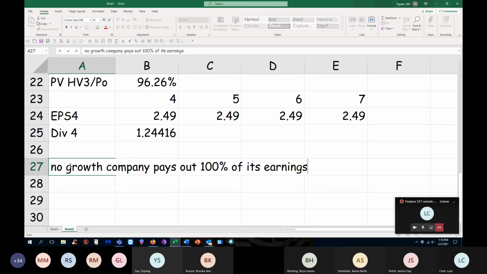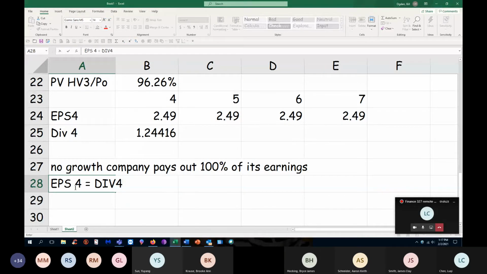Since you can't grow it, you give your shareholders an opportunity to find growth somewhere else. So the company still has value. It's just not as much value. So you pay it out. You pay out 100%. So we get a relationship here. EPS 4 becomes dividend 4. EPS 5 becomes dividend 5. So now we have a constant payout of 249.